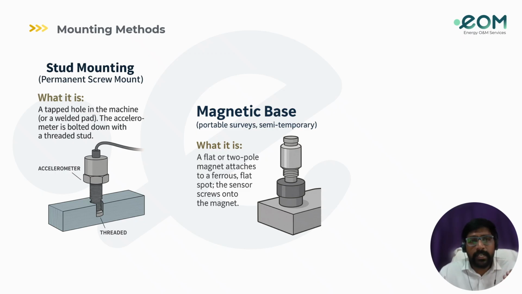In the figure we can see a flat or two-pole magnet attached to a ferrous or flat surface. The sensor screws onto the magnet, and here it's mainly used when route-based data collection and troubleshooting is needed, or troubleshooting is done on ferrous housing, and in situations where you need speed and repeatability without any drilling of the equipment.